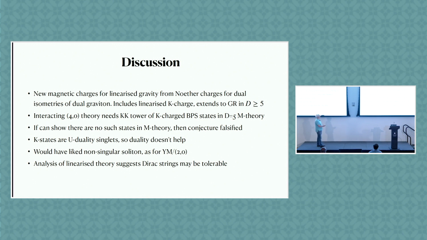So these states are U-duality singlets in 5 dimensions, so duality doesn't help. One of the ways we usually get evidence for BPS states that we're not sure about is by having them related by dualities to ones we do know about. It would have been nice if this story had led to a non-singular soliton as it does for Yang-Mills, but it's not essential. And as I've stressed, BPS states often correspond to singular solutions. For example, the D0 brane corresponds to a singular solution of 2A supergravity.